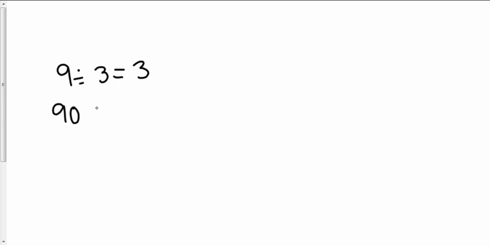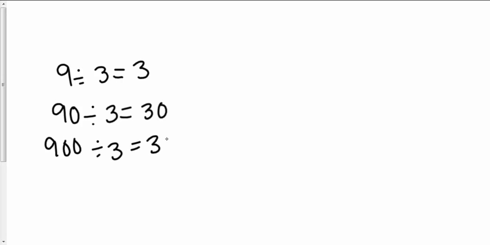9 tens, I'm going to read it in word form, but I'm going to write it in standard form. 9 tens divided by 3 equals 3 tenths. 9 hundredths divided by 3 equals 3 hundredths. 9 thousands divided by 3 equals 3 thousandths. You see the pattern that you do.